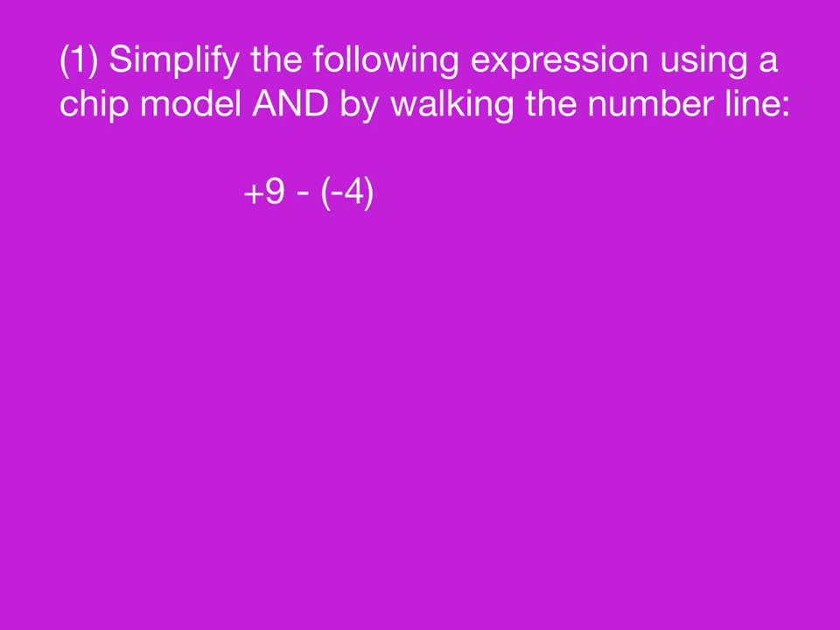So the first thing we're going to do is solve this one using our chip model. So I have my chips here. The first thing I notice is that I've got positive 9 chips. So I need to draw out all of those. I do want to draw those using yellow because my positive chips are yellow. So I've got 1, 2, 3, 4, 5, 6, 7, 8, 9 positive chips.